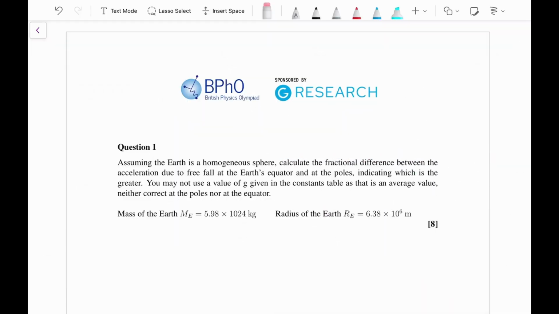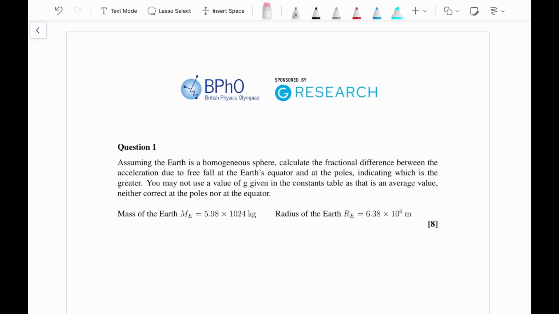In this video, we're going to look at two questions on gravity. For the first question, it says, assuming the Earth is a homogeneous sphere, calculate the fractional difference between the acceleration due to freefall at the Earth's equator and at the poles, indicating which is the greater.